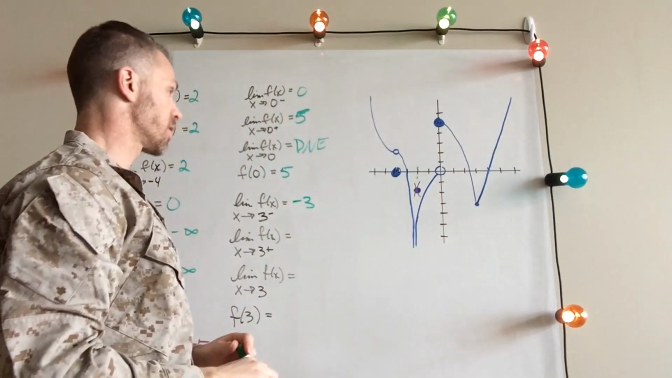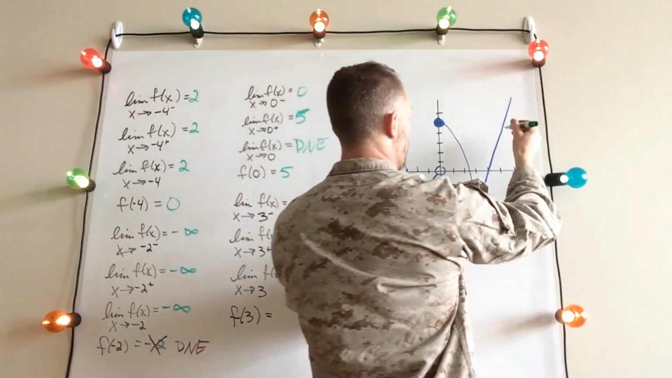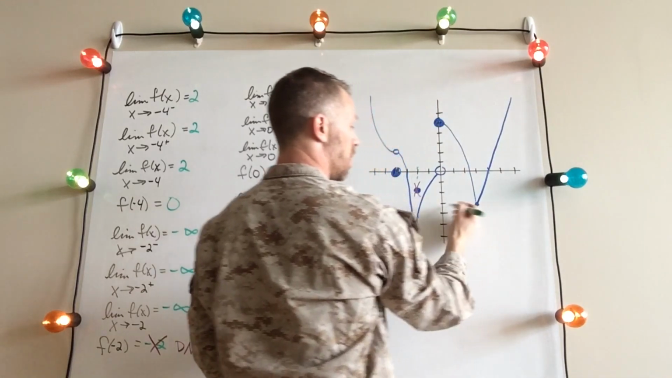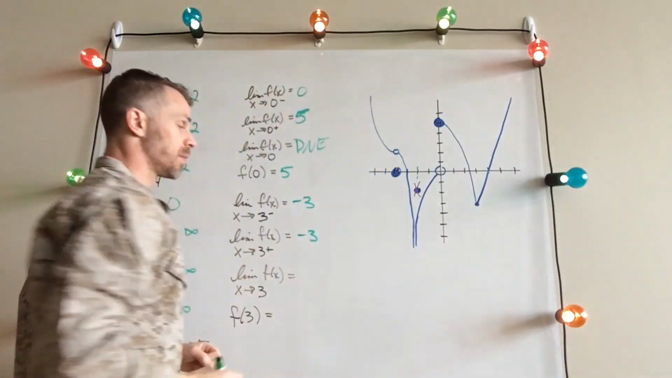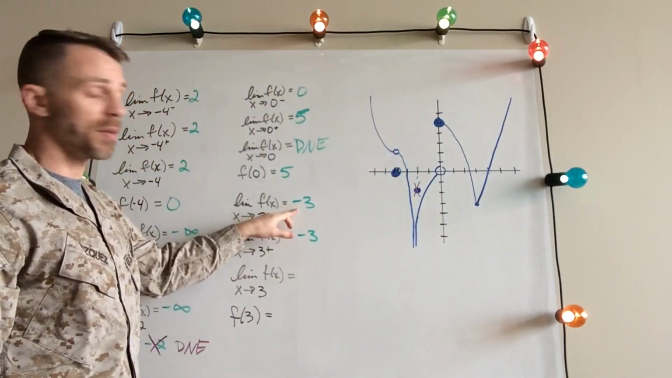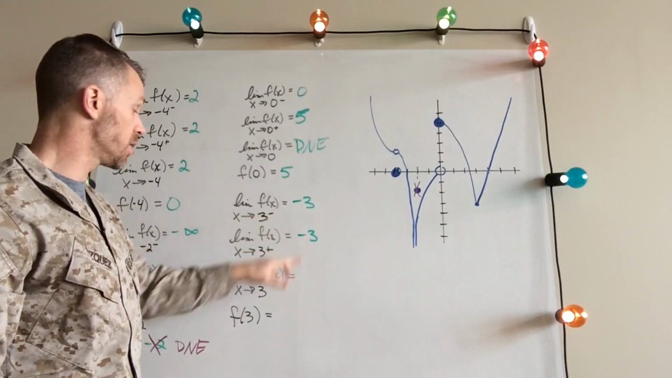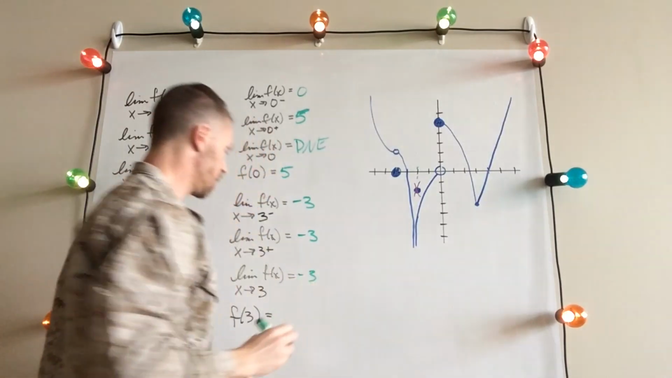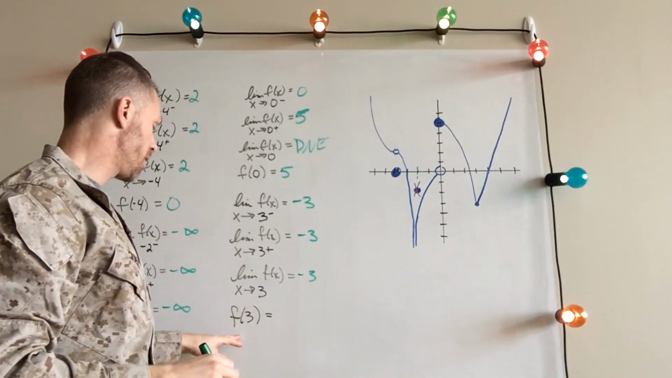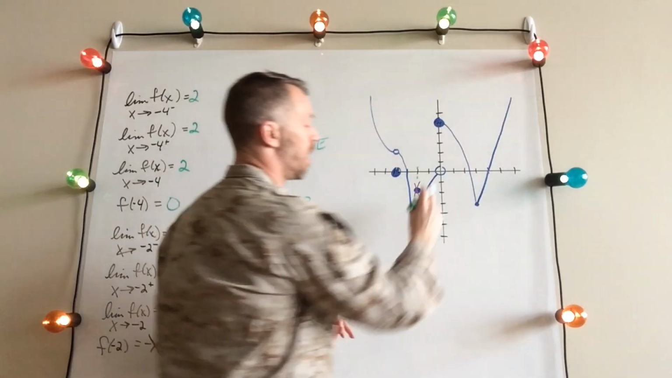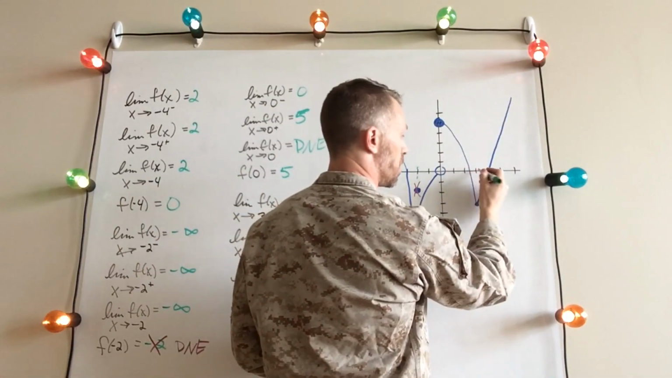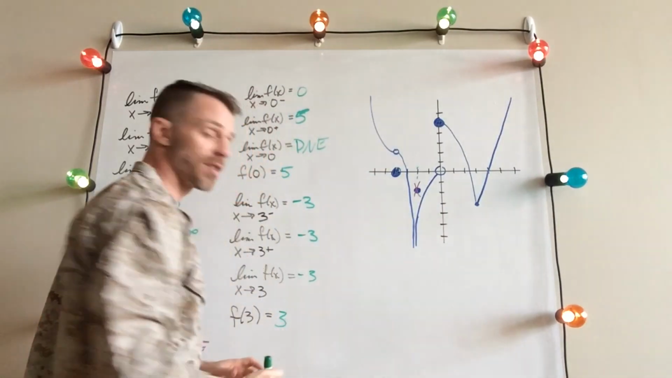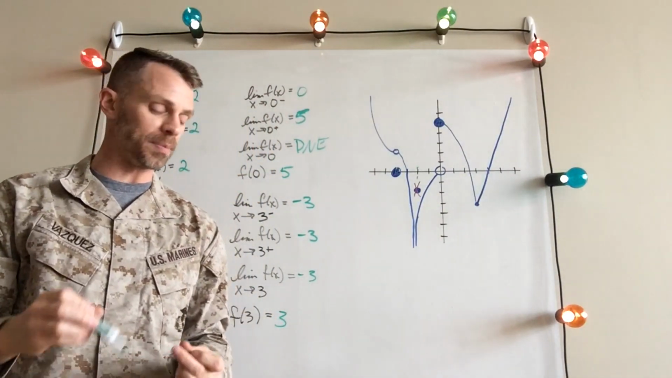-3. As x goes to 3 from the right, here's our x value of 3 from the right. We're getting really close to that y value, again -3. Left limit was -3, right limit was -3, so the limit of f of x as x goes to 3 is also equal to -3. And then what's the value of the function at 3? We do have x equals 3. We do have that filled in dot right there, so that is also equal to -3.